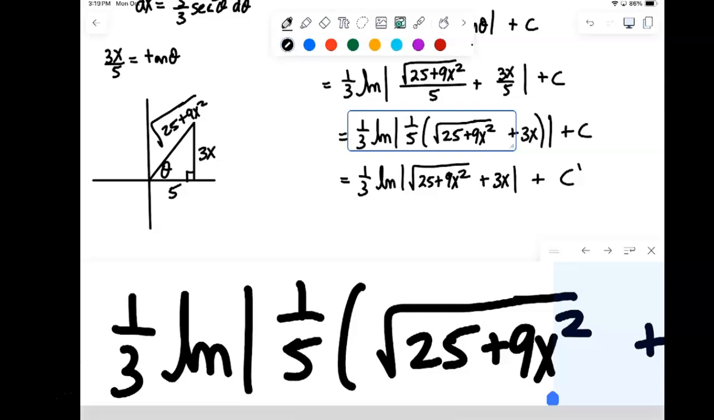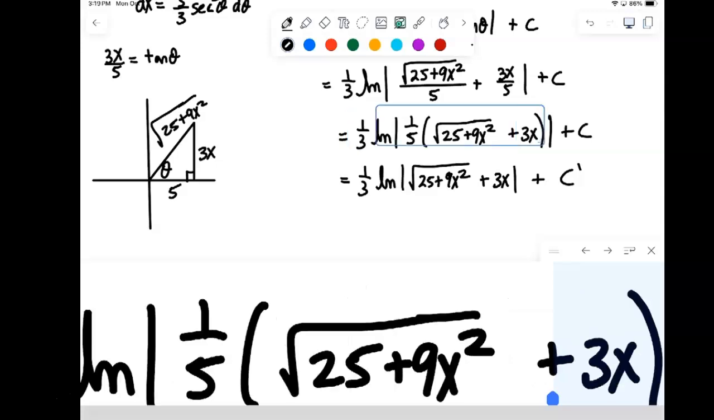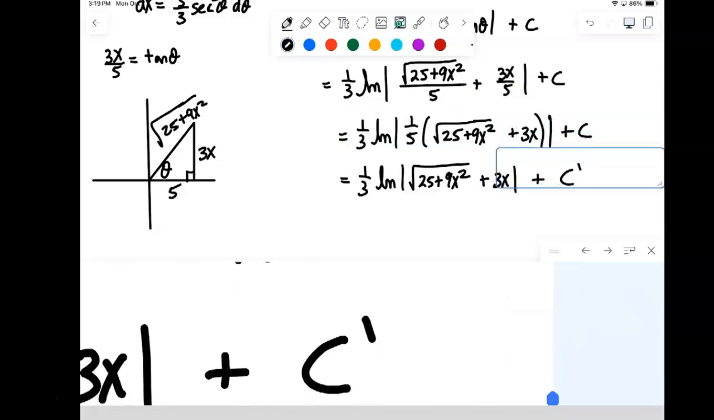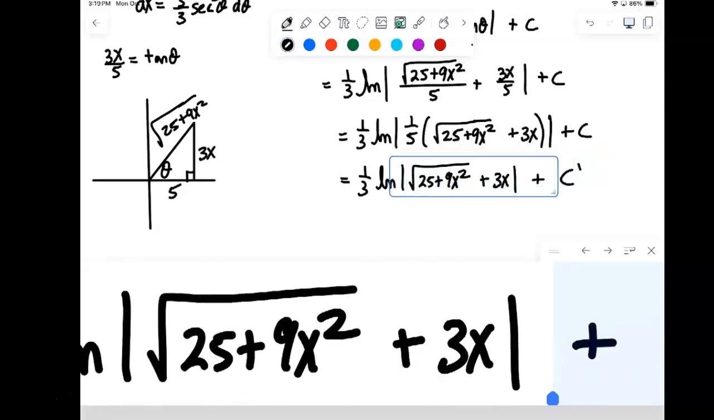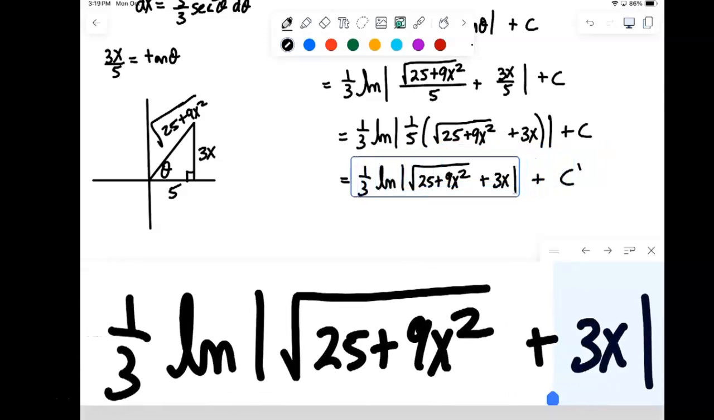That's because of the 1/5 and the property of logarithms. The log of a product would give ln 1/5, and ln 1/5 is some number. So when you add that onto the c, you just get some other number. So we can actually eliminate it from the integral. You may see that happen in an example like that, or maybe it won't. But it's definitely something that has the potential to happen.